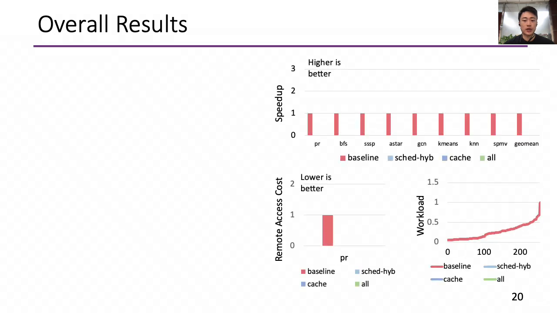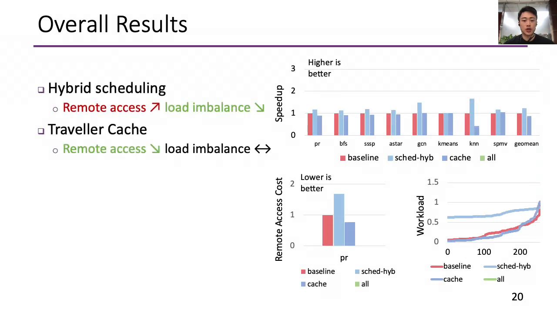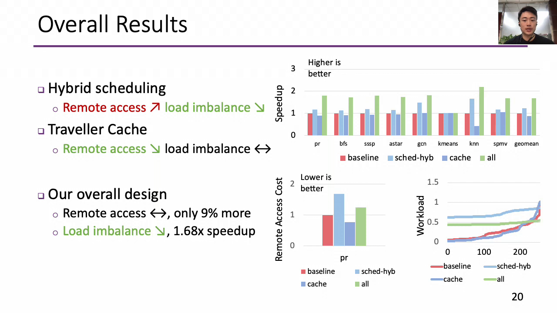Here is the result of applying them separately, and our overall design achieves 1.68 times speedup, which is the highest. The load is balanced among units, while only 9% more remote accesses are introduced than the baseline. We can see that the result is better than simply adding the two optimizations. This is because they are co-designed with each other. The caching can enable better scheduling opportunities for the hybrid scheduling to utilize.